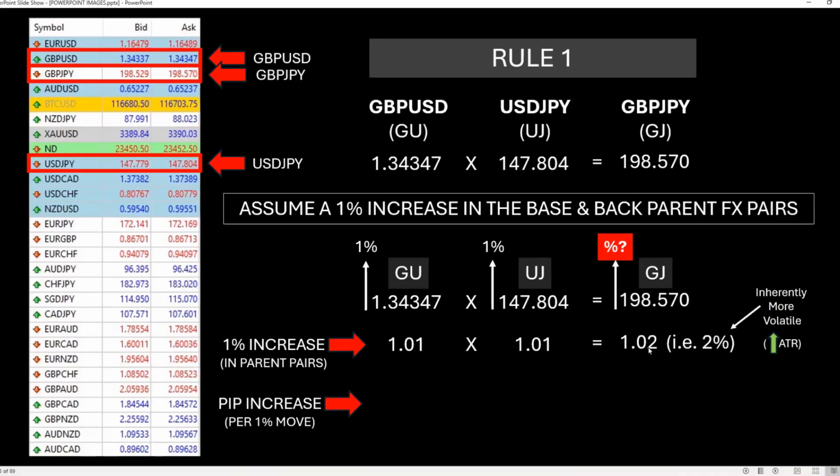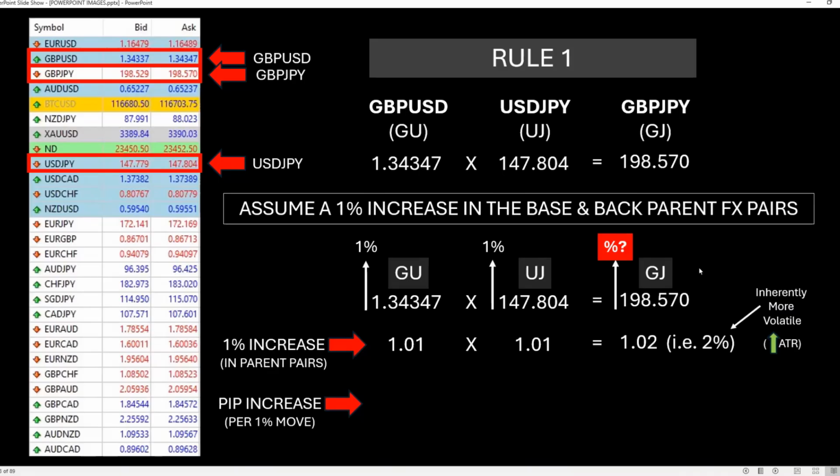Now you understand why cross pairs, that means forex pairs that do not involve the US dollar, are much more volatile. Why? Because they are the product of the parent pairs. A 1% increase in either one here gives you a 2% increase in the cross pair. That's why GJ, any currency that represents a cross pair, where the dollar is not involved, it is just pound yen, is much more volatile.